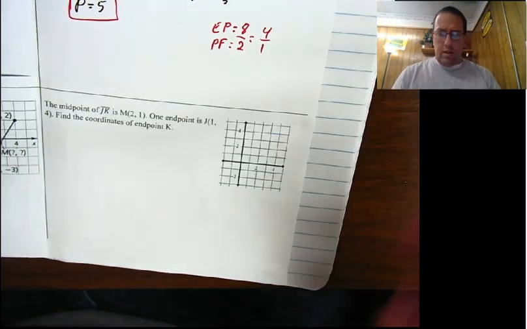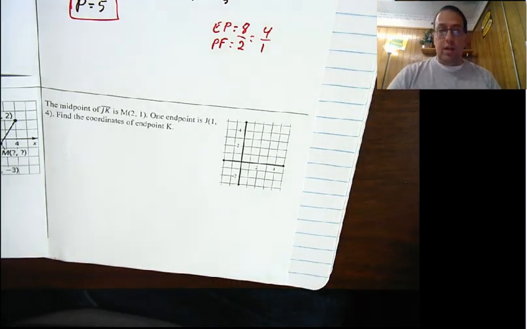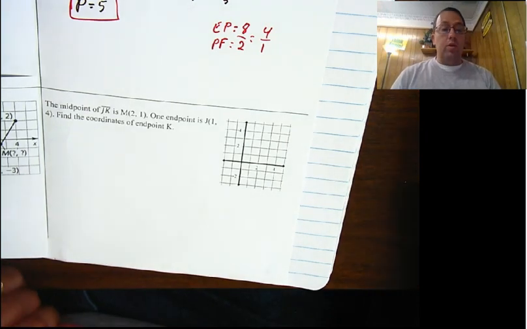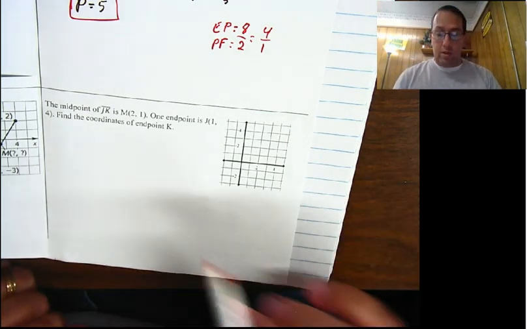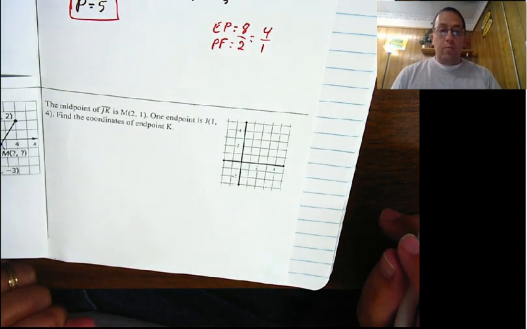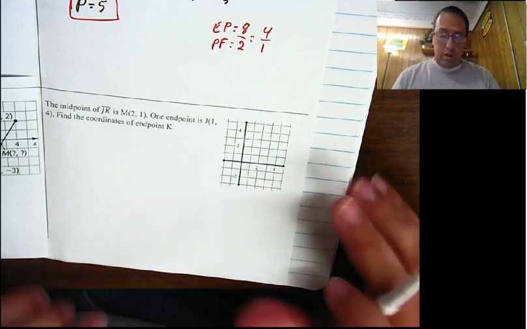So let's take a look at this. In fact, what I would like you to do is pause the video for a moment, work this one out on your own, and then come back and see how you did. All right, so let's see how you did. We're told the midpoint of segment JM is (2, 1). One endpoint is at (1, 4). We need to find the other endpoint. This one is a little bit tricky.